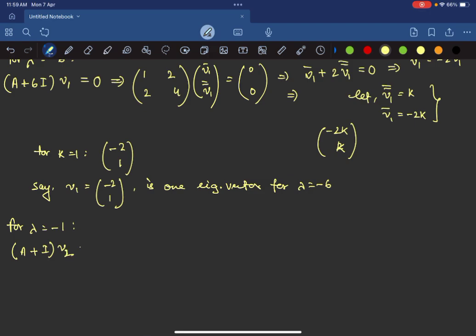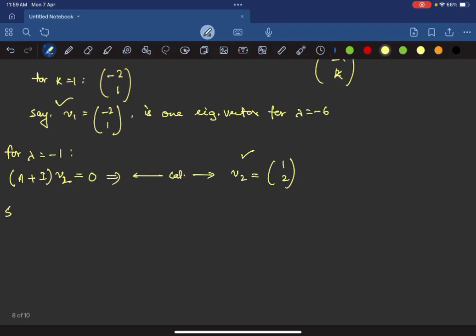Suppose here we are taking v2 as the null vector. Just the same technique, if you apply and perform the calculation, you should get v2 as (1, 2). Okay, so this is v1 and this is our v2.